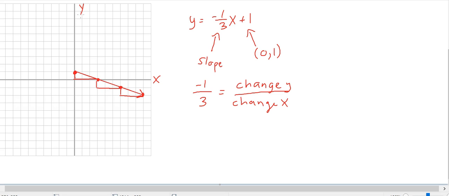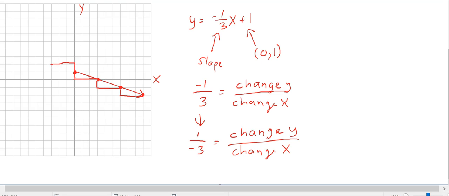Let's say you wanted to continue your line into quadrant 2. Remember that negative 1 over 3 is the same thing as 1 over negative 3. That means that your change in y is now up 1 for every change in x. A negative change in x means it's moving to the left, so it's moving to the left 3. So let's continue graphing that. We're going up 1 and left 3. That's another point. Up 1 and left 3. That's another point. And we could keep on going on forever.